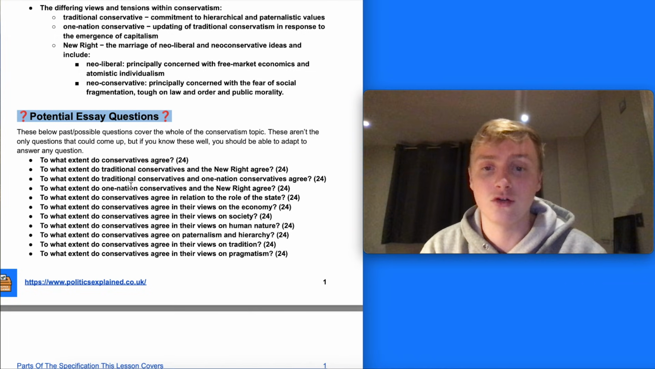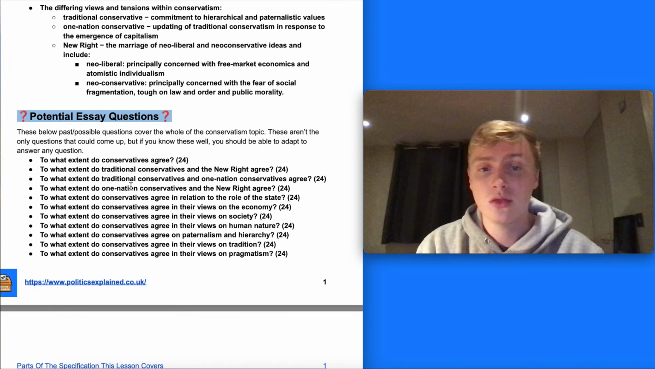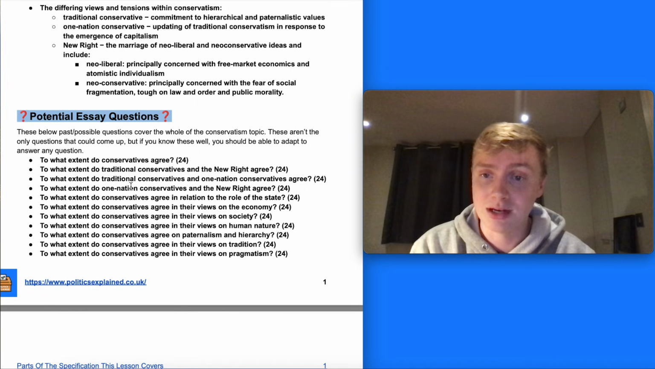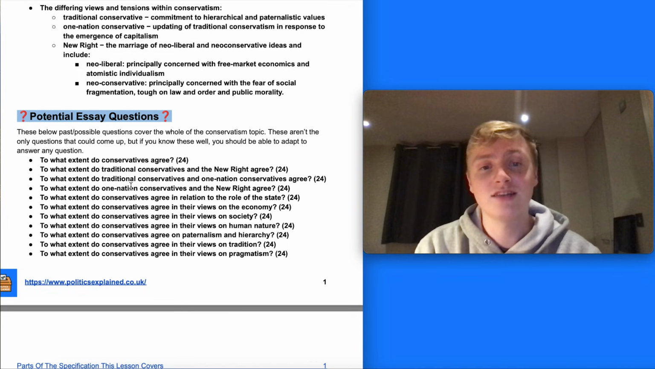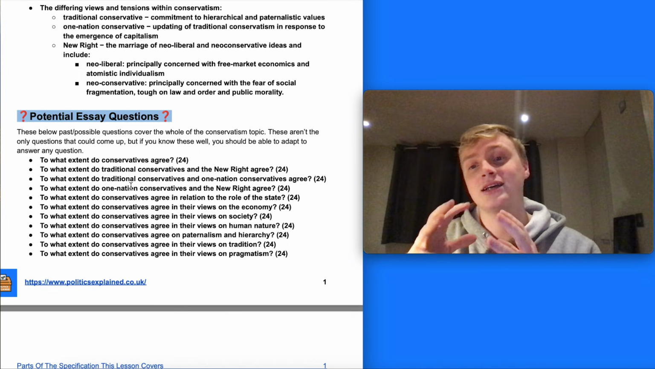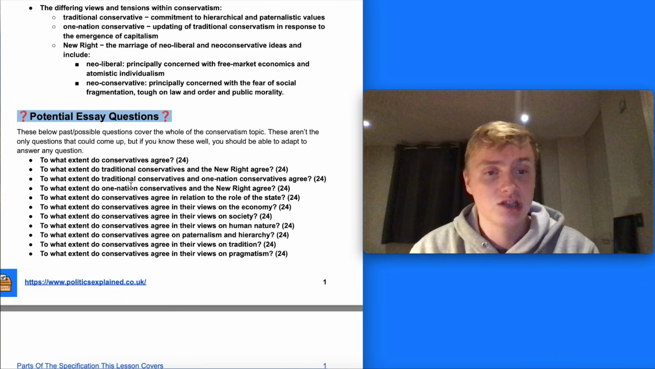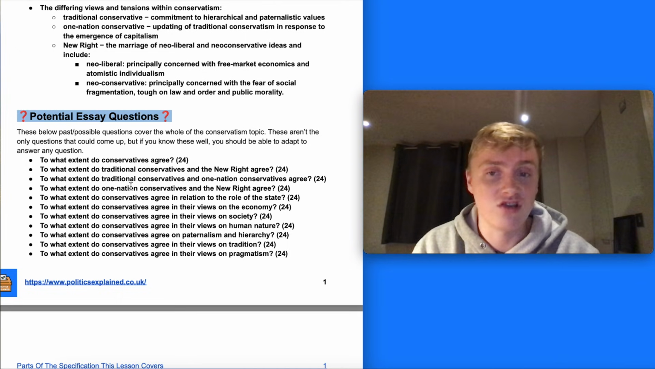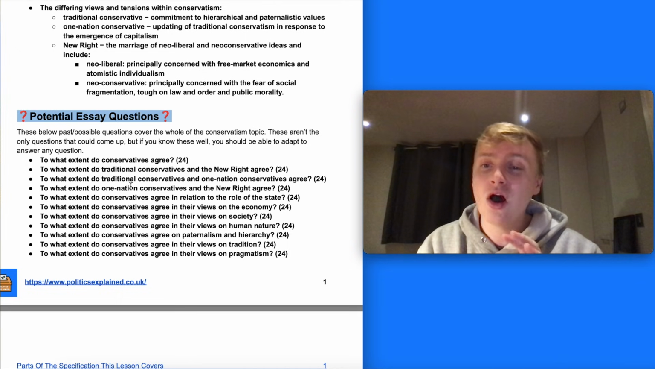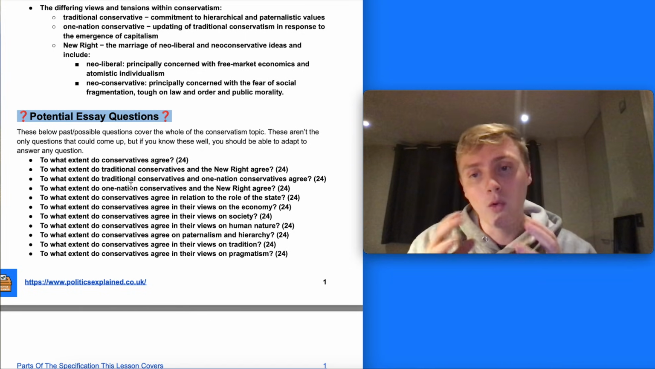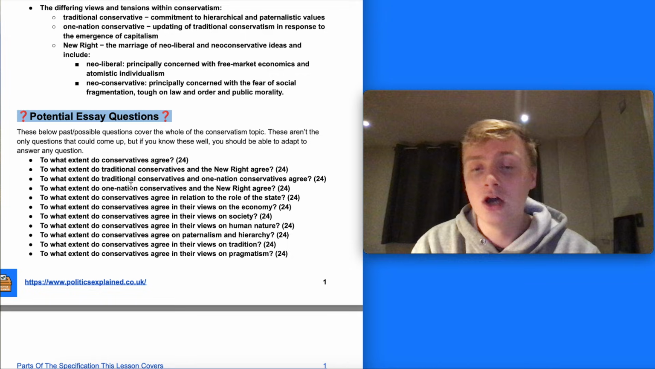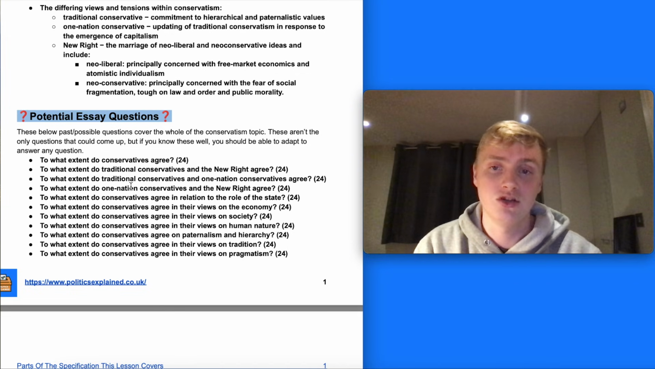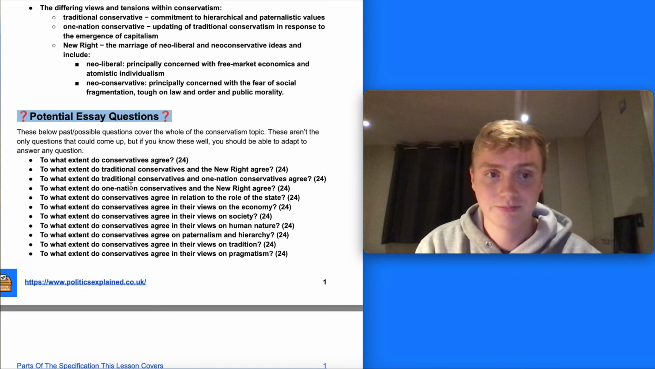Then you've got four really key ones that can come up a lot. They're the extent to which they agree in relation to the state, the economy, society, and human nature. And then finally, you can definitely get questions on the extent to which they agree on key principles of conservatism, such as paternalism and hierarchy, tradition, and pragmatism. These aren't the only questions that can get asked, but if you know all of these really well and you have detailed essay plans for them, you should easily be able to adapt to any question that comes up on the exam.